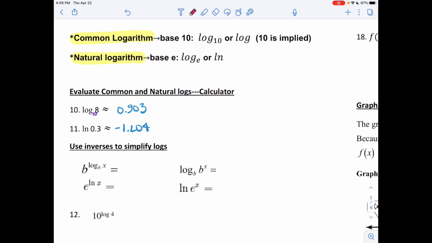Now the thing we have to remember is that these are the only logs that we can put into our calculator. It must be these types. If it has a base other than 10 or e, we cannot just directly put it into our calculator. So make yourself a note that it must be these types in order to use your calculator.